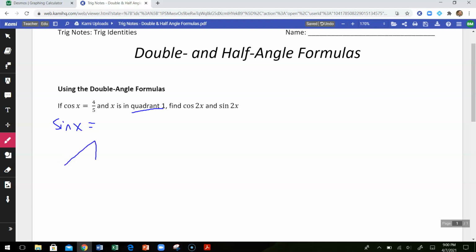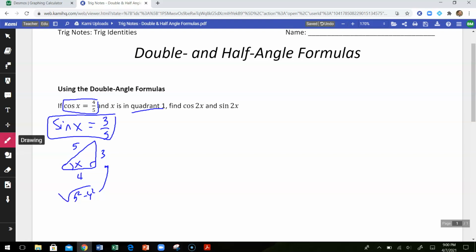So what I'm going to think of here is just a right triangle where if this is x, the cosine of x is 4/5, which means the adjacent is 4 and the hypotenuse is 5. And if you do the Pythagorean theorem, you would find that the opposite is 3. That would be the square root of 5 squared minus 4 squared, that would give me that 3. So then the sine of x is 3/5. Okay, so I'm going to use this and this cosine is 4/5 to evaluate these double angles.